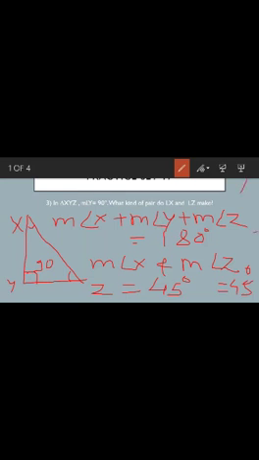Okay, now the next question. The difference between the measures of the two angles of a complementary pair is 40 degrees. Find the measures of the two angles. What is the question? The difference between the measures of the two angles of a complementary pair is 40 degrees. Find the measures of the two angles. Now see, we'll consider that the two complementary angles are A and B.